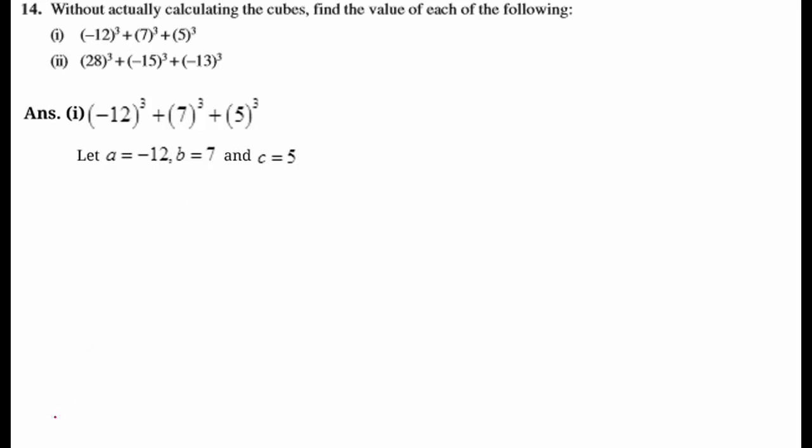Now, without actually calculating the cubes, find the value of each of the following. The identity related to this question is the one for x cube plus y cube plus z cube, and it is already proved that if x plus y plus z equals 0, then x cube plus y cube plus z cube equals 3xyz. We only have to check whether the sum of these is 0 or not. So first, let a equals minus 12, b equals 7, and c equals 5.